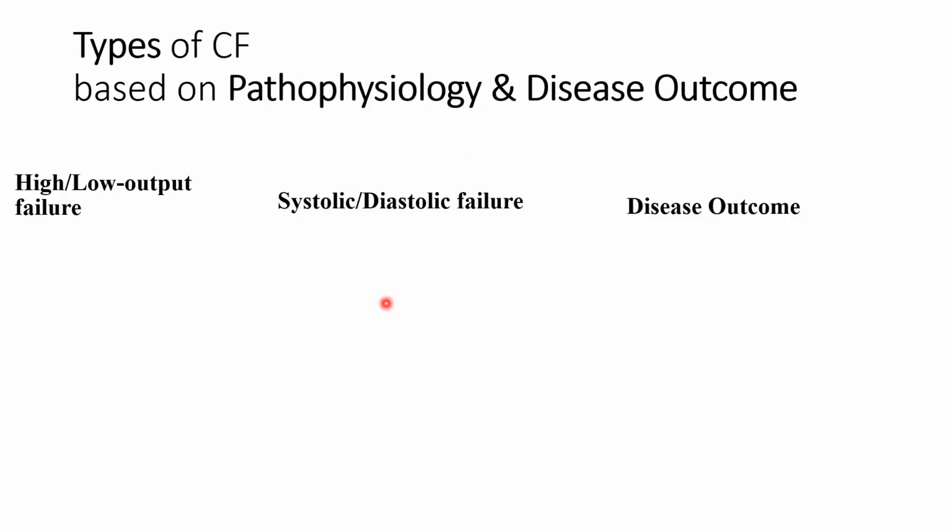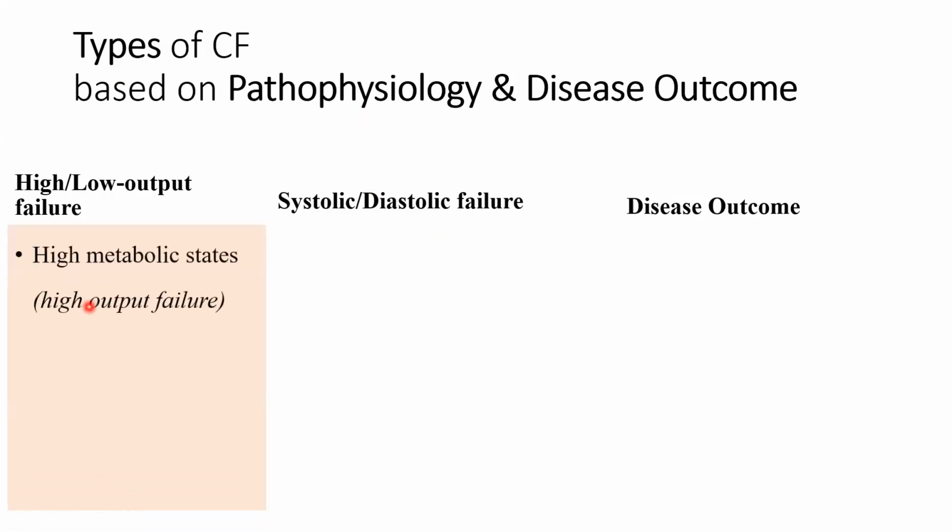So this is this. Then we move on to the types of cardiac failure, as we mentioned in our learning objectives, based on pathophysiology and disease outcomes. Under these two headings, these are pathophysiology headings, and the disease outcome will be discussed at the end. Okay. Now, high and low output failure. High metabolic or high output failure is when, as I mentioned in the causes, there's just too much demand in terms of cardiac output in an otherwise normal heart.